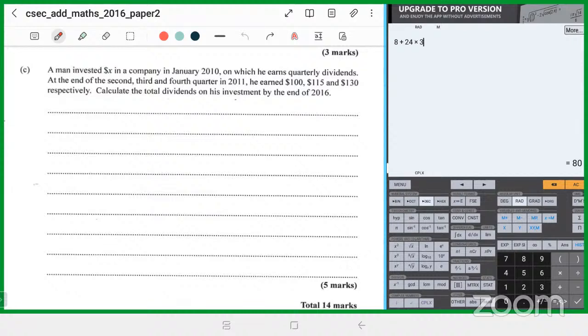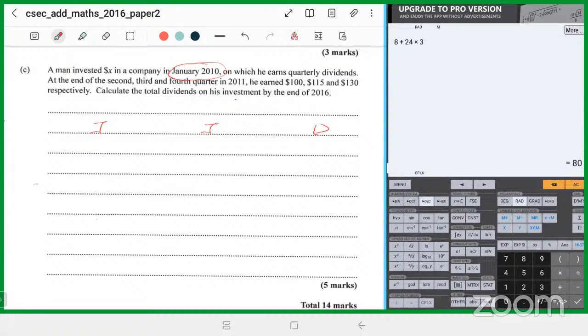At the end of the second, third, and fourth quarter in 2011. Remember it started in January 2010. So in 2010 done, you've gone 4 quarters already, because a year has 4 quarters in it, right? So you're starting at January, and then you get a quarter. So July is the middle of the year, and you have December, right?